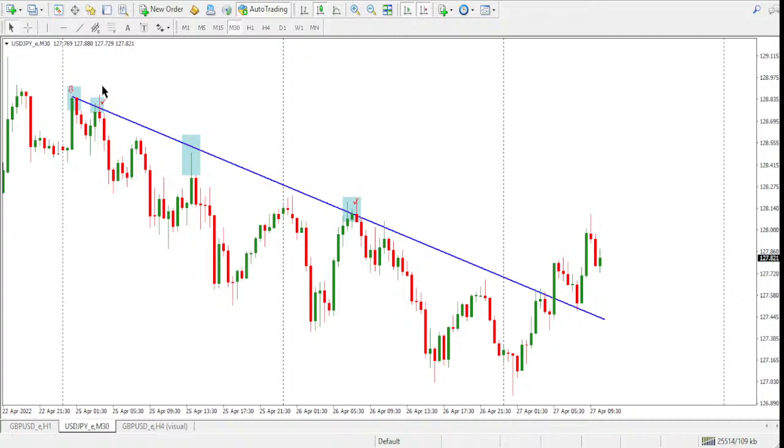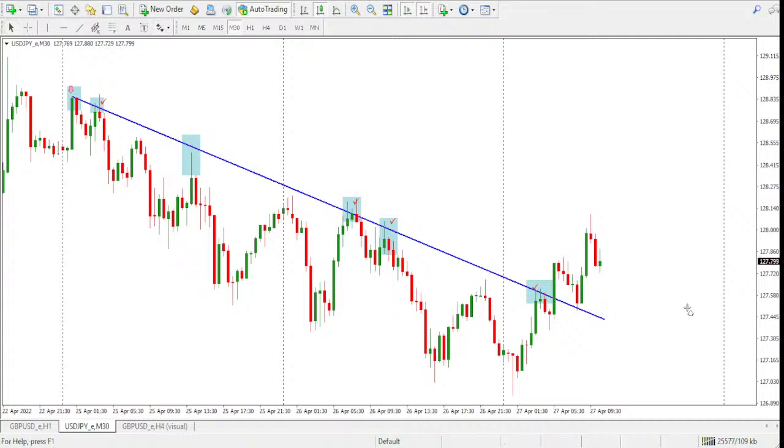And then we had a resistance here, and then we had another resistance here. Then after the breakout, you can see that clearly. After this breakout here, the price basically pulled back and touched the same support. This is where we expected it to touch so that we look for a buy.